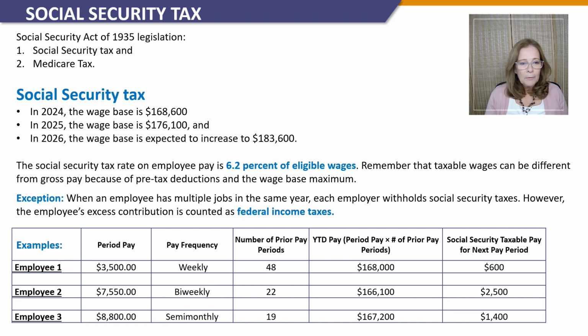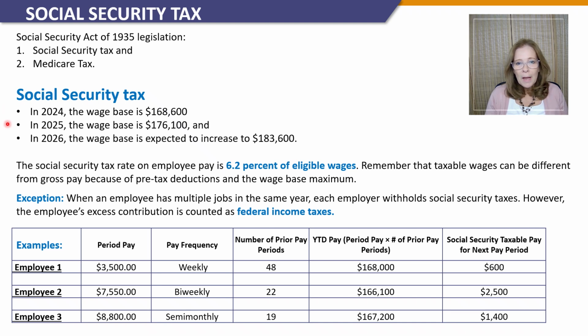In 2024, the wage base was $168,600. This means only the first $168,600 of wages earned are subject to the Social Security tax. Every dollar earned above $168,600 will not be subject to Social Security tax.